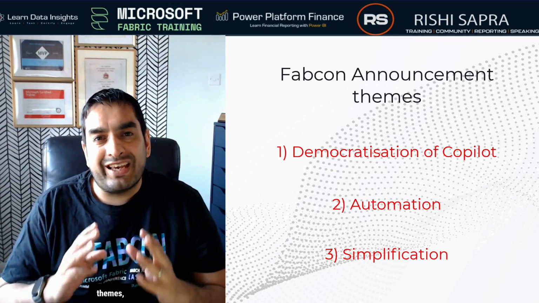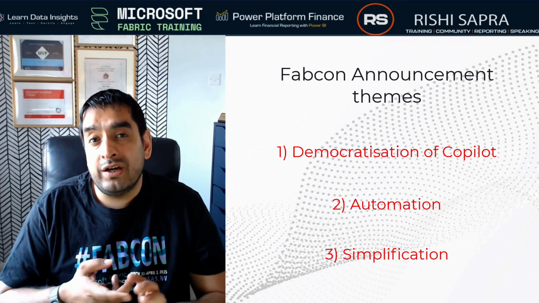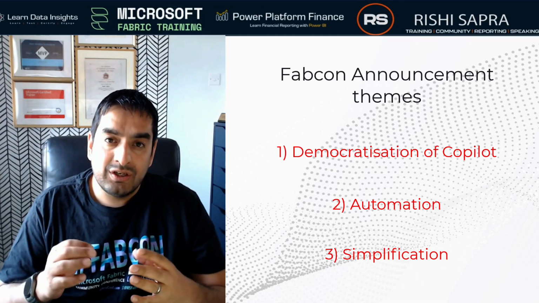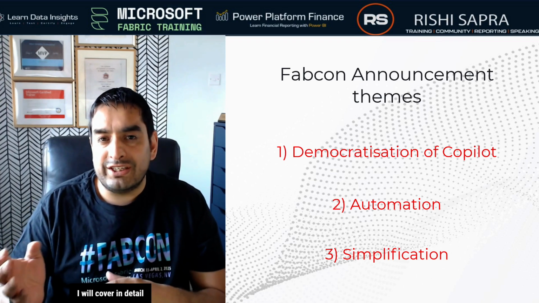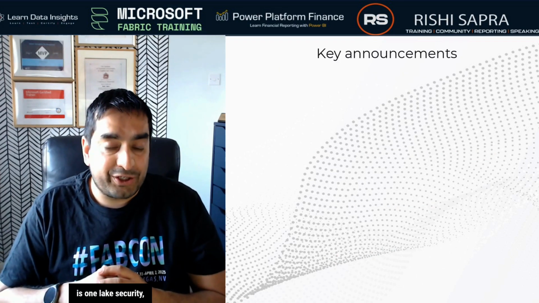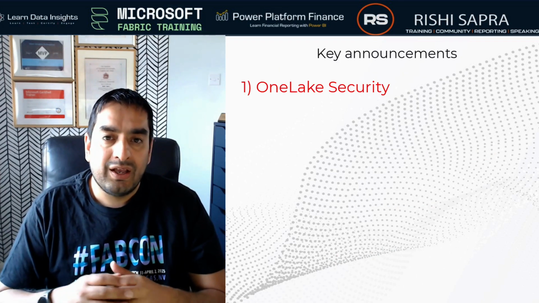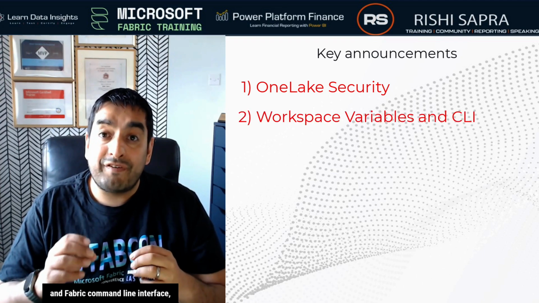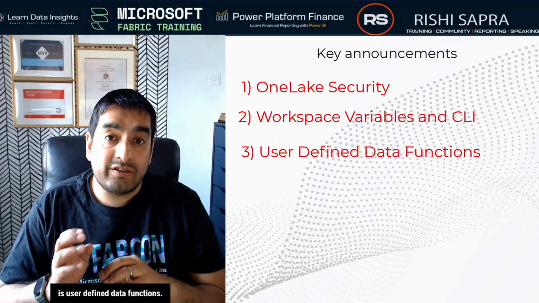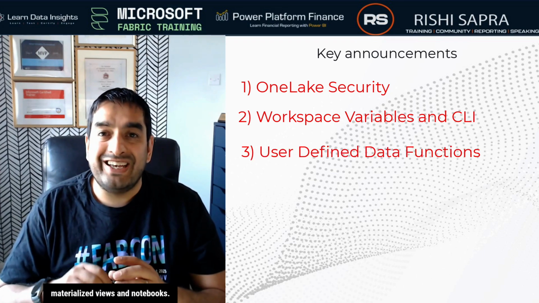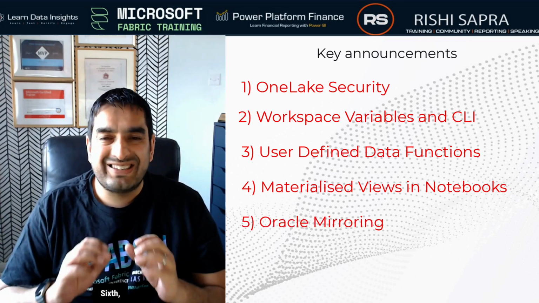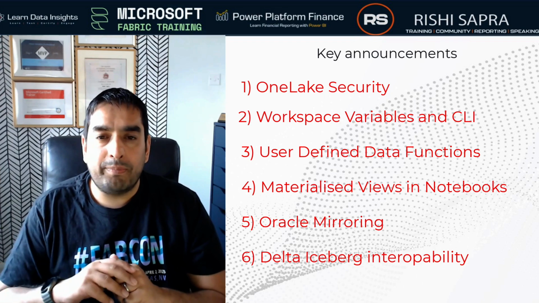So those are the three key themes: democratization of Copilot, automation, and simplicity. And here are the 10 features that were announced that I will cover in detail in a separate video for each. The first is OneLake Security, which I mentioned briefly before. Next is Workspace Variables and Fabric Command Line Interface, CLI. Third is user-defined data functions. Fourth, materialized views in notebooks. Fifth, Oracle mirroring. Sixth, Delta Iceberg interoperability.